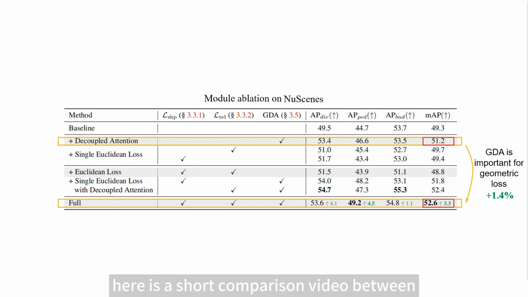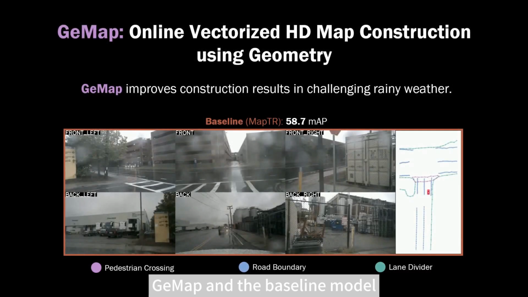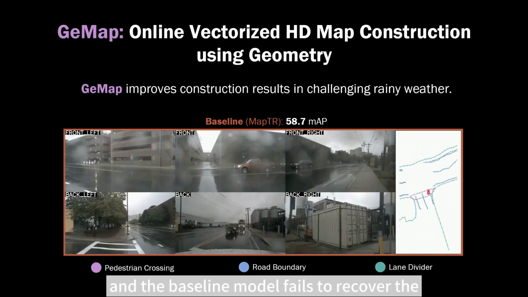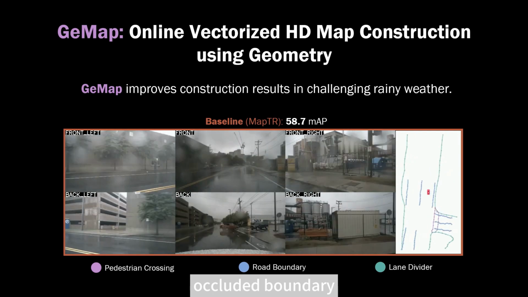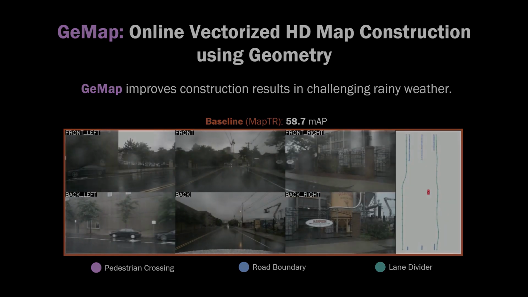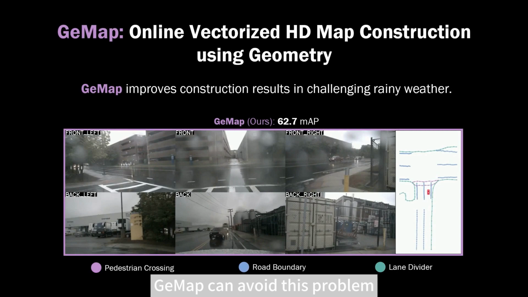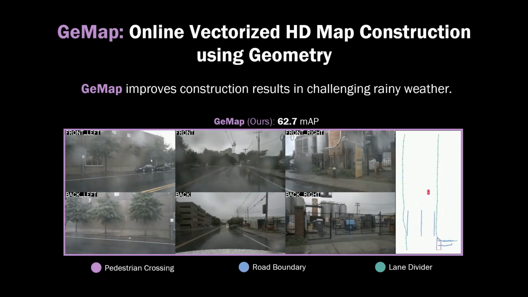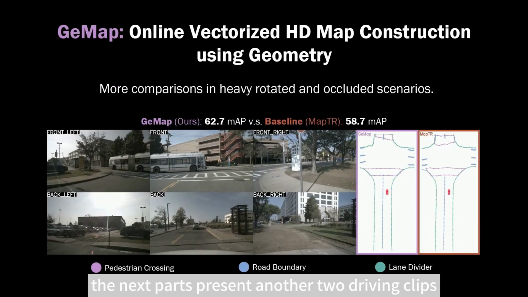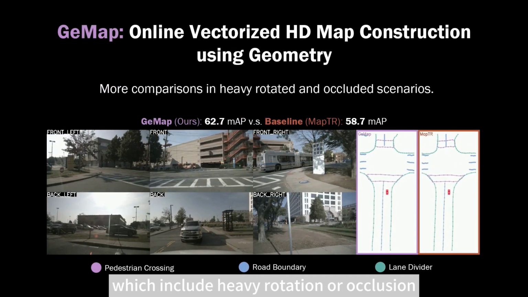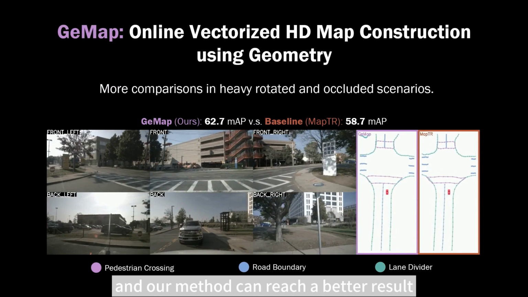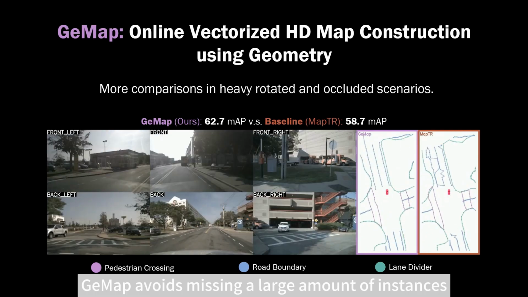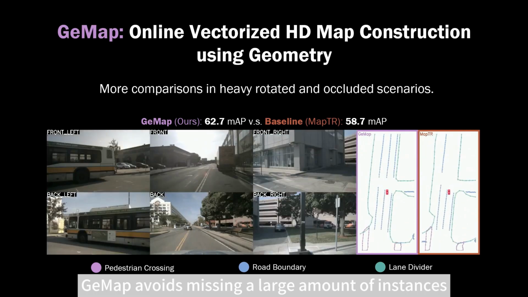Here is a short comparison video between GEMAP and the baseline model. In the first clip, the raindrops occlude the front windshield, and the baseline model fails to recover the occluded boundary. However, our GEMAP can avoid this problem. The next parts present another 2 driving clips which include heavy rotation or occlusion, and our method can reach a better result. As you can see, when the ego vehicle turns left, GEMAP avoids missing a large amount of instances.